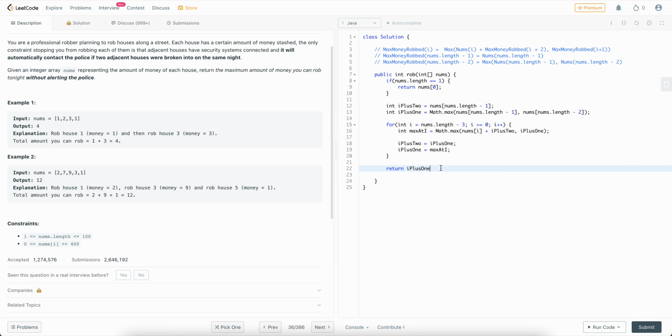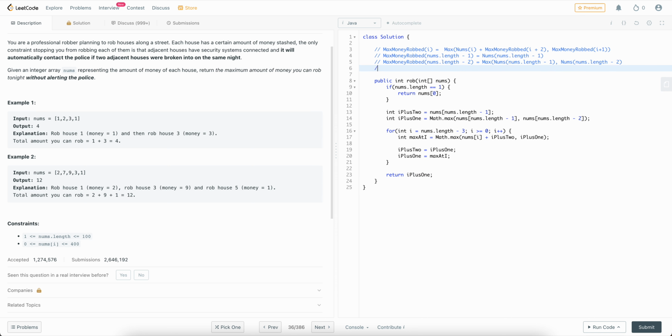So with that, our time complexity is O of n, because we just looped through the array once, and our space complexity is O of 1 because we only have 2 extra variables that we're using. Let's try to run this. Hopefully it compiles.